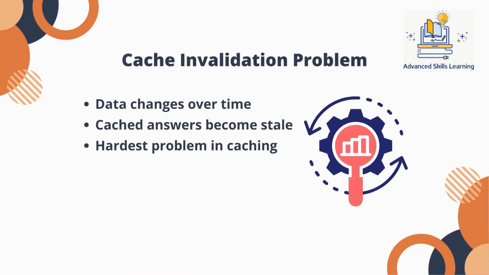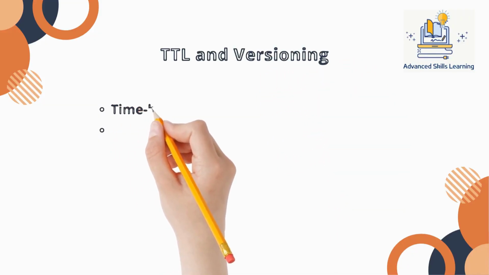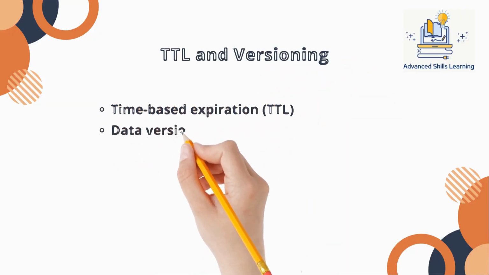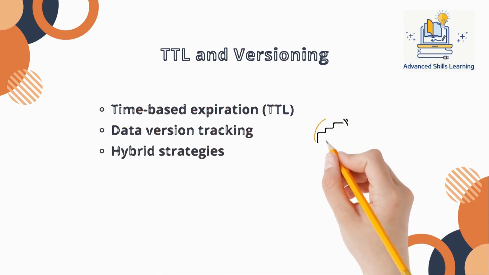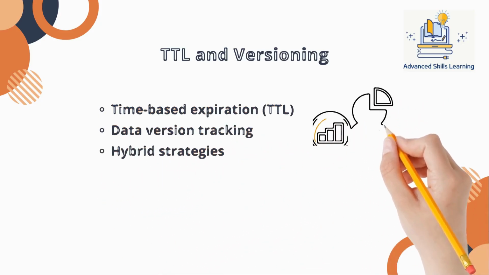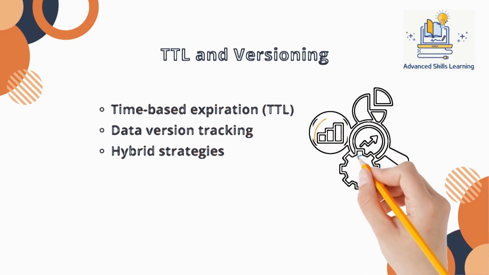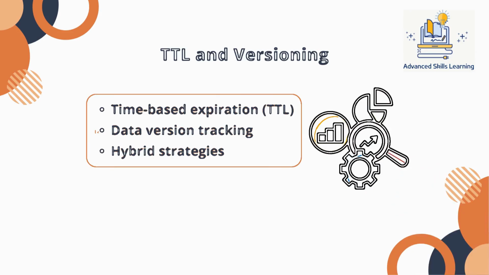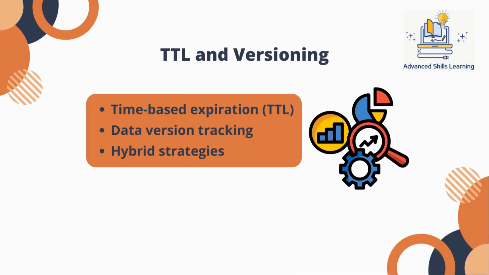To manage invalidation, systems use strategies like TTL and versioning. TTL ensures that cached entries expire after a fixed time. Versioning ties cache entries to data versions. When data updates, the cache is invalidated automatically. The most robust systems combine both. They use time-based expiration for safety and version-based invalidation for correctness. This balance ensures performance without sacrificing accuracy.